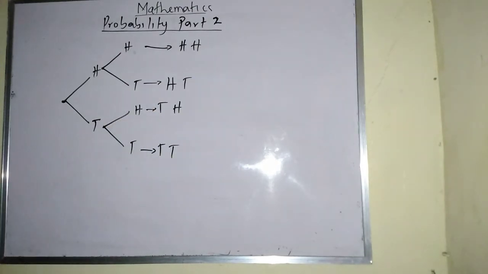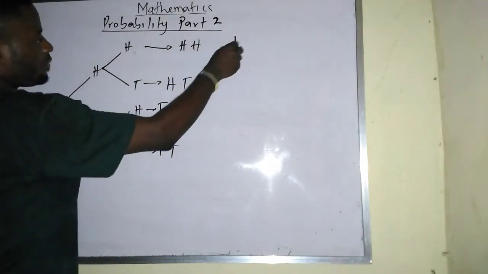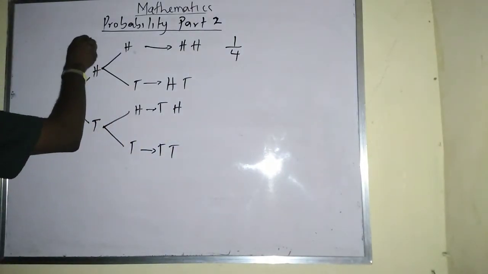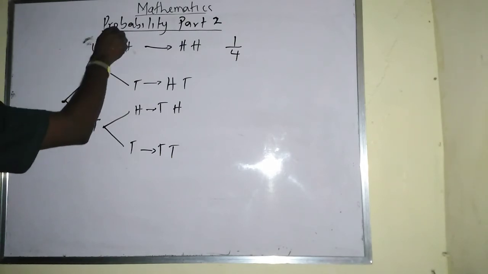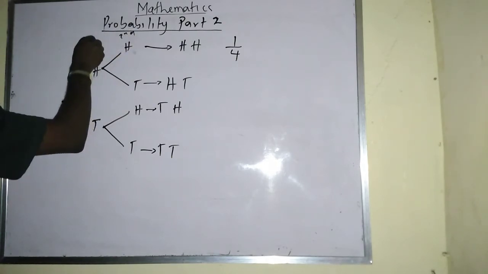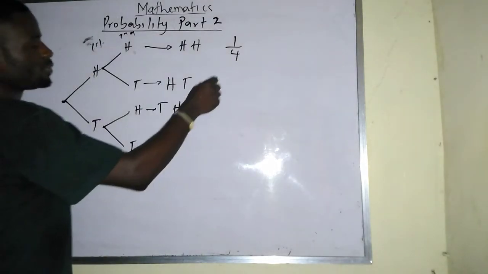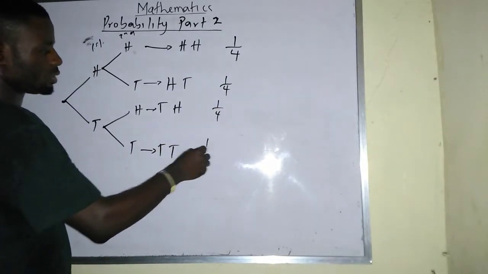Now, that is all about that. It means the probability of getting head, head will be 1 all over 4. This is first, this is second. Now, for head, tail, it will also be 1 all over 4. And each of the outcomes is 1 all over 4.